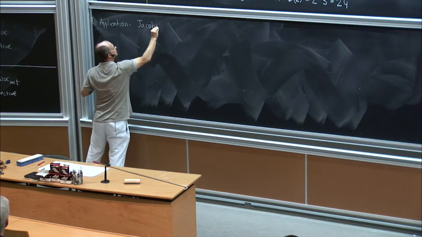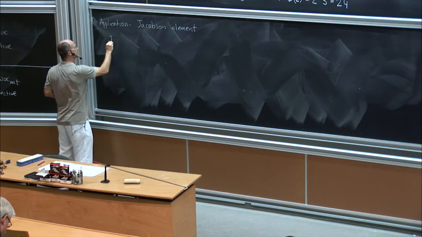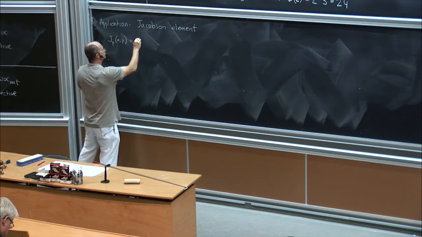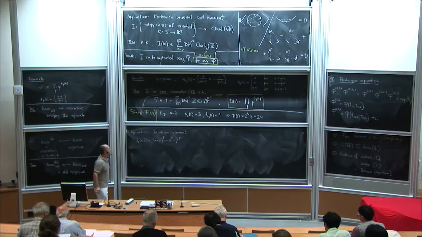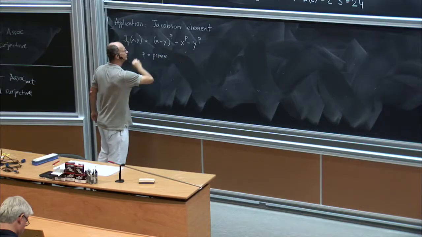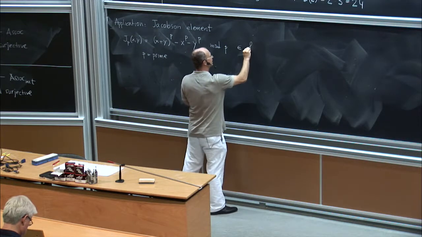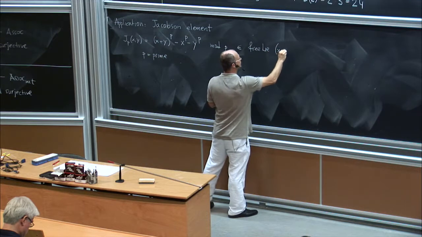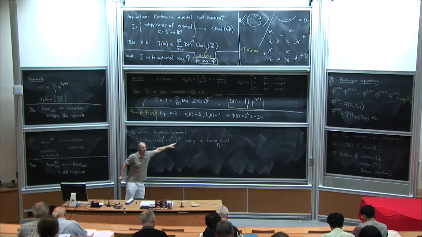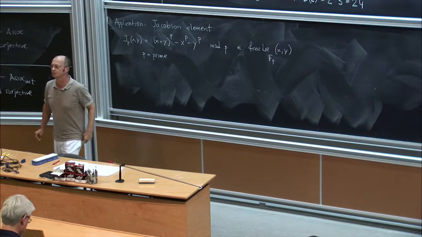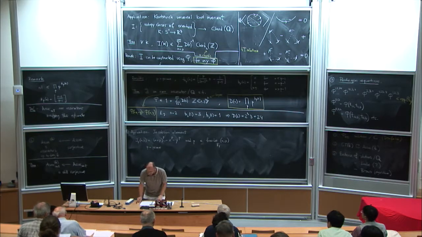So the so-called Jacobson element. Let me recall the following element in the universal enveloping algebra: (x plus y) to the power p minus x to the power p minus y to the power p, where p is a prime. If you look at it mod p, it turns out to be an element of a free Lie algebra in generators x, y over the finite field F_p. A priori that's an element of high degree, but it turns out to be an element of degree 1 if you take it mod p. So that's a classical, but non-trivial fact.